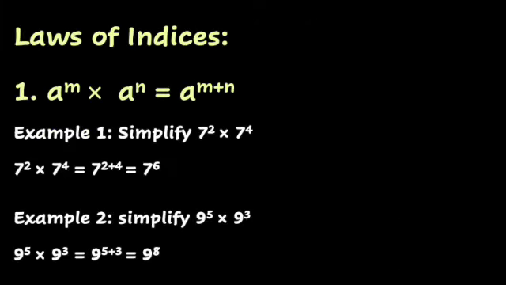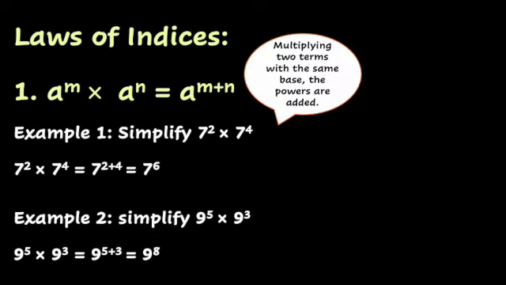According to the first law of indices, if we are multiplying two terms with the same base, the powers are added. So have a look at the expression a raised to the power m times a raised to the power n equals a raised to the power m plus n. In this expression, you can see two terms are being multiplied on the left hand side, and these two terms have the same base. So in such cases, we can add the powers. So we write it as a raised to the power m plus n.